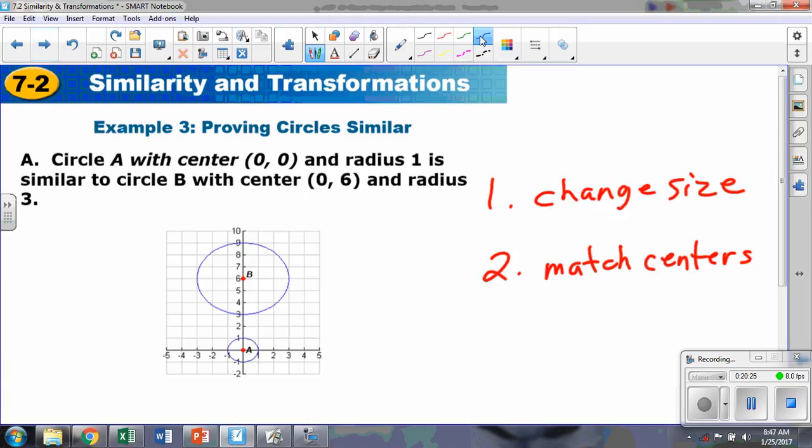So, how are we going to change the size? And to make this one, I'm going to move from the small one to the big one. If we wanted to, we could go big to small. It doesn't matter either way. The radius of my small circle is 1. The radius of my big circle is 3. We need to change the size so that the radiuses are the same. That tells me I can use a dilation with a scale factor of 3.